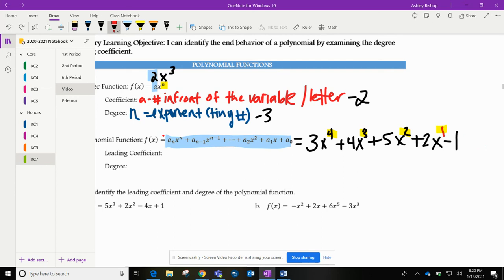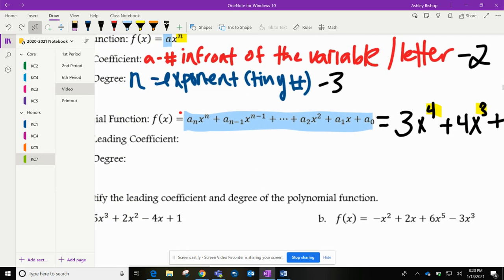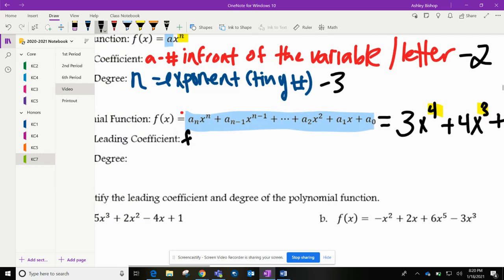So in this case, the leading coefficient is going to be the first term with the highest degree. So the leading coefficient is the first term with the highest degree.